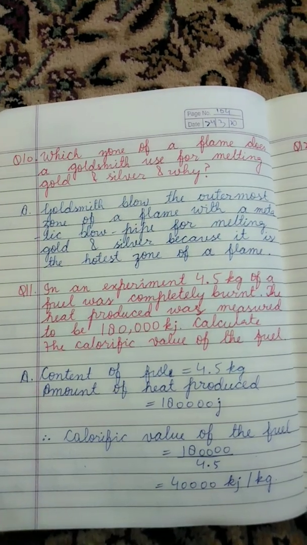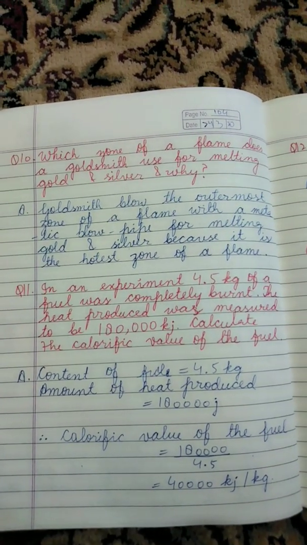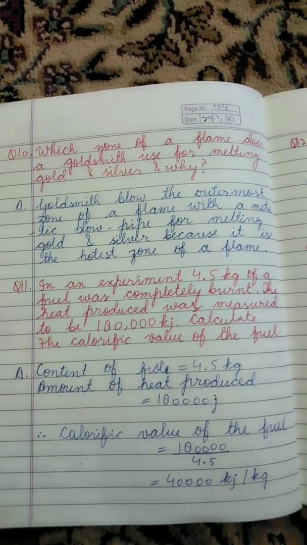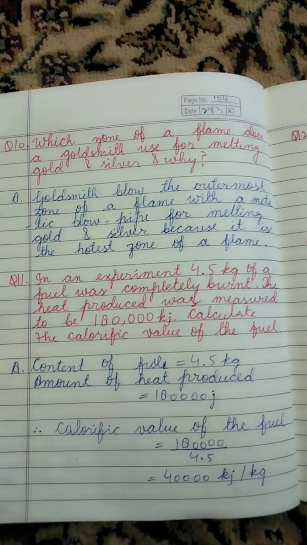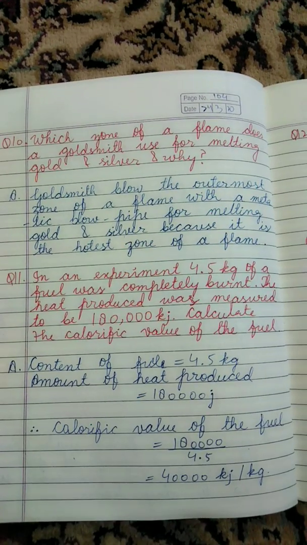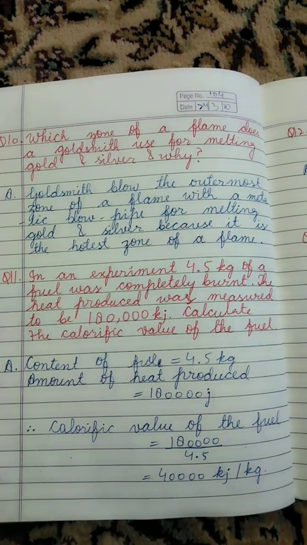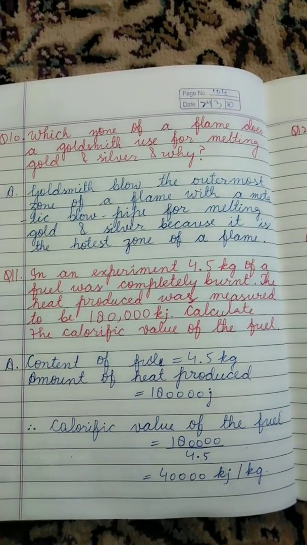Question number 10. Which zone of a flame does a goldsmith use for melting gold and silver, and why? Answer. Goldsmith blows the outermost zone of a flame with a metallic blow pipe for melting gold and silver because it is the hottest zone of a flame.